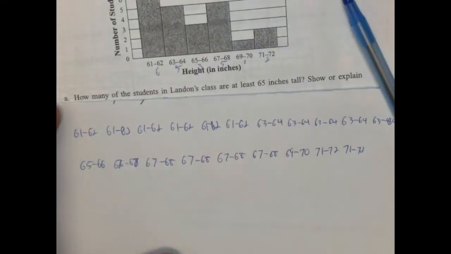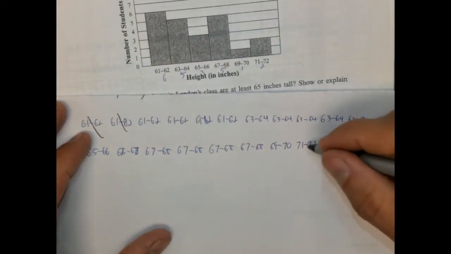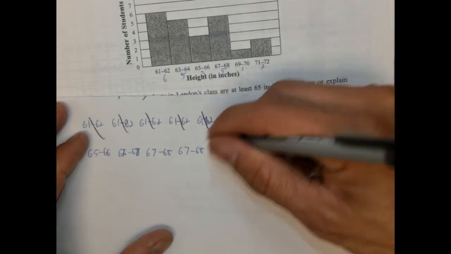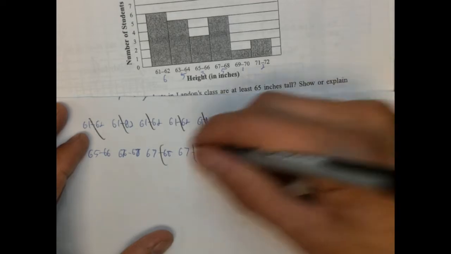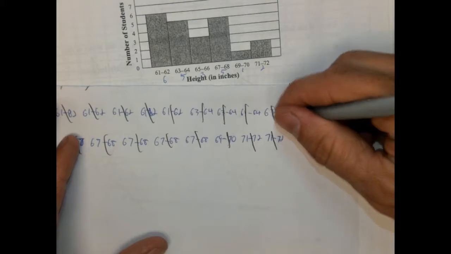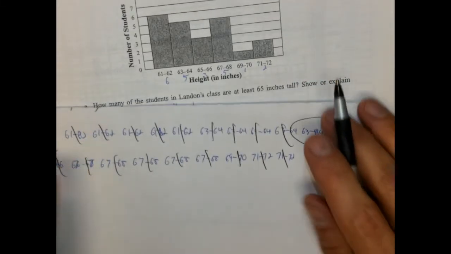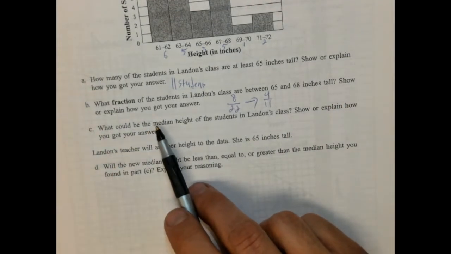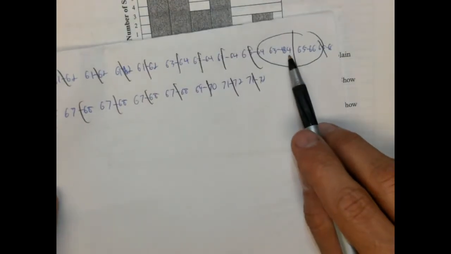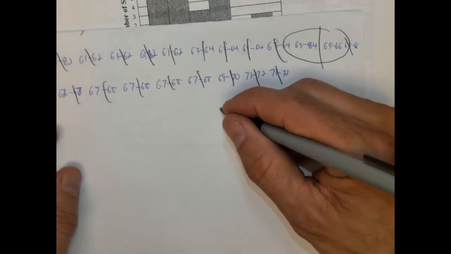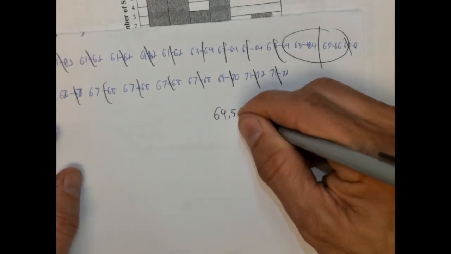So let me zoom out so you can see this all. Again, this is kind of not the best way to do it, but it works. The most efficient way is just do it right on the histogram. Low, high, low, high, low, high, low, high. It's in between these two values. So it's between 64 and 65. Okay, so it says what could be the median height? So it'd be 64.5, because it's halfway between 64 and 65. I'd say 64.5 inches.